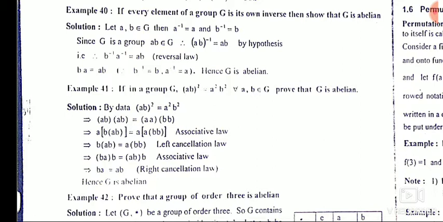So they have given a group G and they told a property there, that is (AB) whole square will be A square B square. In the given group, there exists a property, that is (AB) whole square will be equal to A square B square for all the elements belonging to the group G. Then what we have to prove? We have to prove it is abelian.